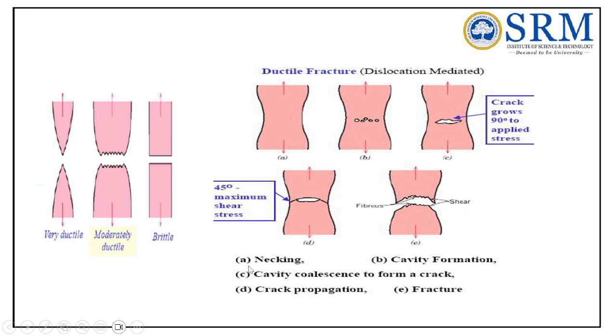So these are the 5 stages of a ductile fracture: necking followed by a cavity formation, then coalescence of this cavity to form a crack, then crack propagation, and finally the material will fracture.